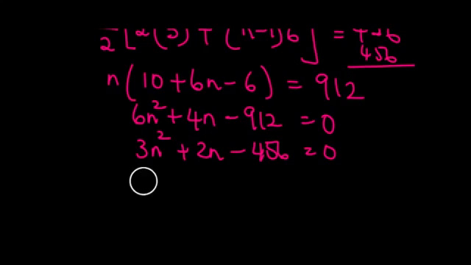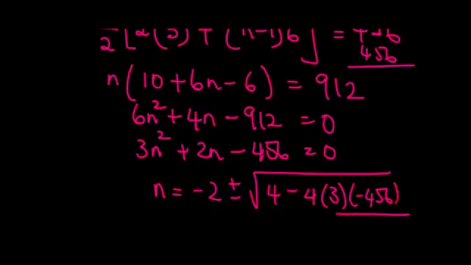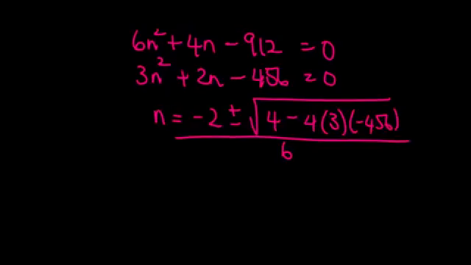Actually, let's not try. Let's actually use the quadratic formula, to revise the quadratic formula. So n is equal to minus b plus or minus the square root of b squared minus 4a times c, which is 3 times minus 456, over 2a, which is 6. Right, in our fabulous little machine, let's get it working.